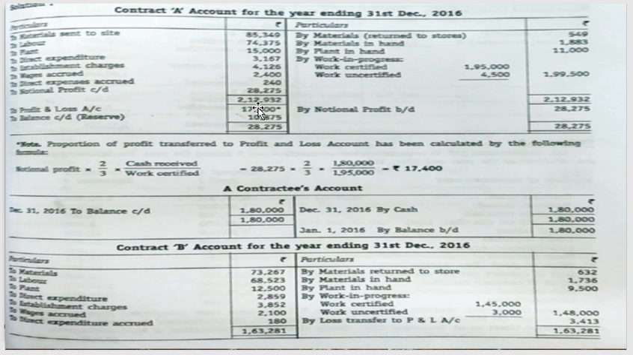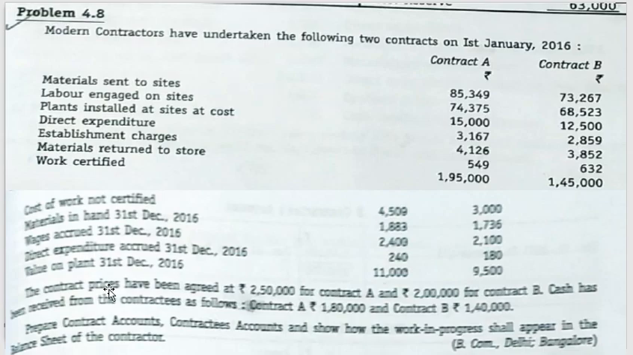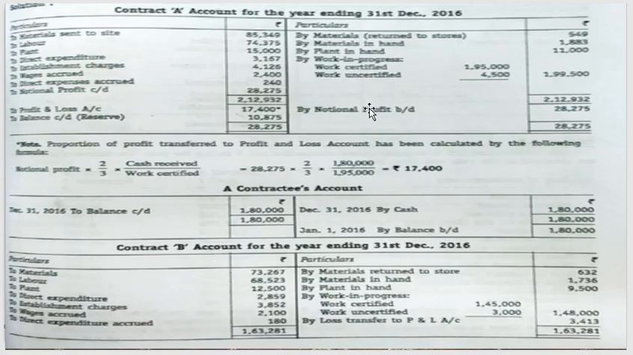Now after getting your notional profit, we will find out the percentage of work completed. The first step is the percentage of work completed. The formula is work certified divided by contract price. Your work certified is 1,95,000. Your contract price, as mentioned in the question for contract A, has been agreed at 2,50,000. So 1,95,000 divided by 2,50,000 will give you 78%.